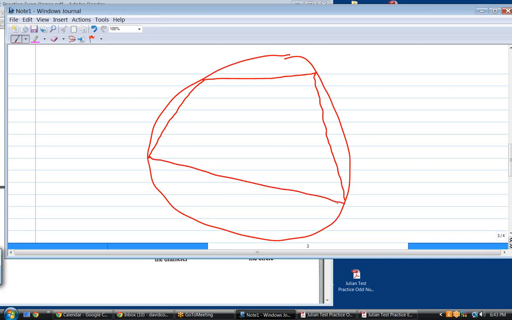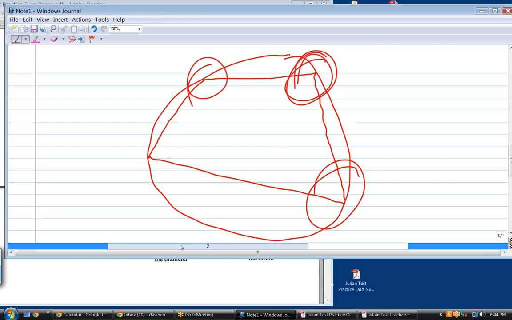Now, are opposite angles equal? No. For sure not. There's no way that angle is equal to that angle. So it's not opposite angles are equal. It's got to be adjacent angles are supplementary. In other words, this angle plus that angle adds to 180. This angle plus that angle adds to 180. That angle plus that angle adds to 180.